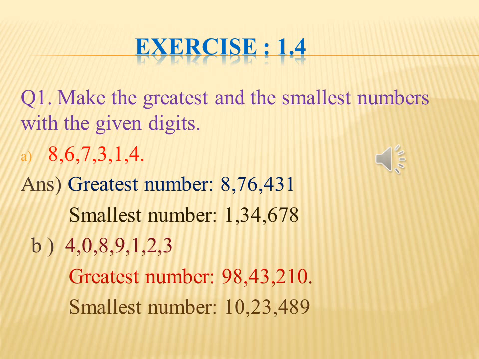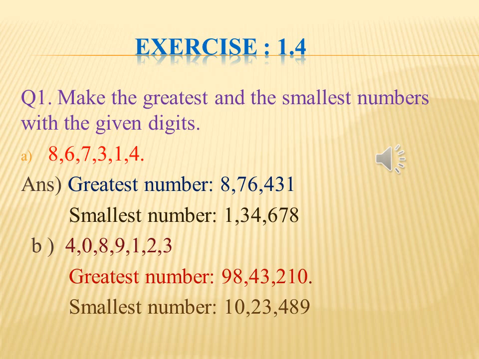We all know that to write the greatest number, we need to arrange the given digits in descending order. Descending order means from largest to smallest. So the largest digit among the given digits is 8. Then after 8 comes 7, then 6, then 4, then 3, then 1. Now separating them using commas, we'll get the number as 8,76,431, which is the greatest number that can be formed using the digits.